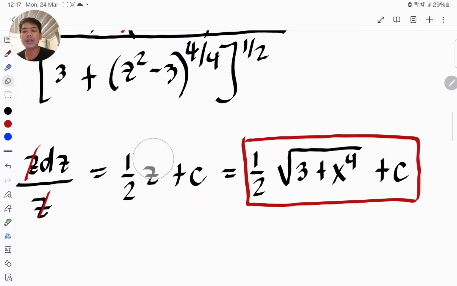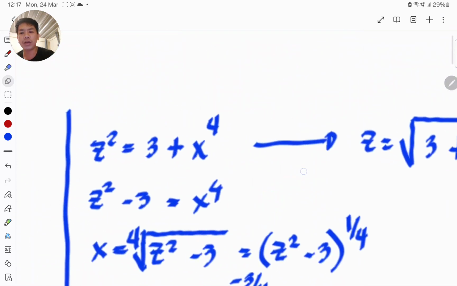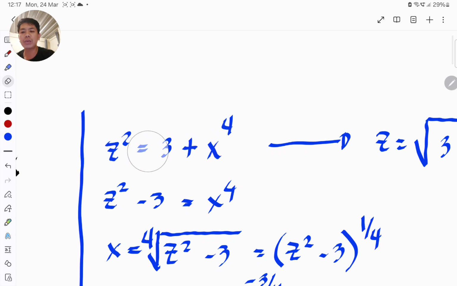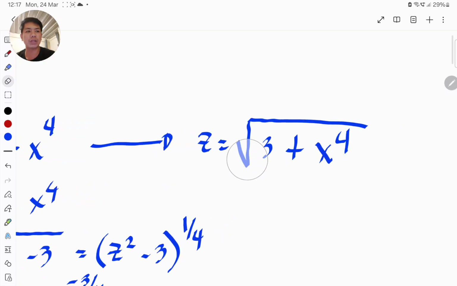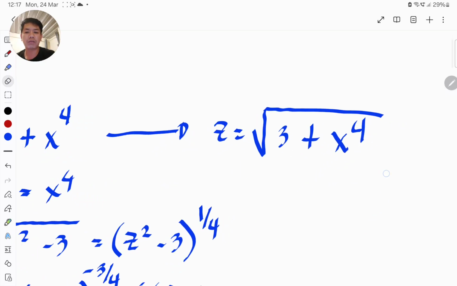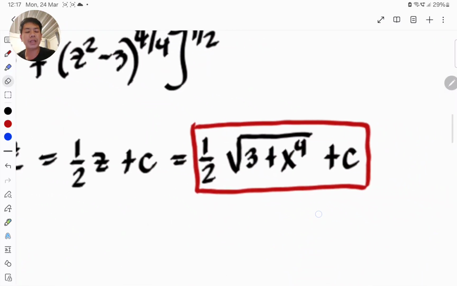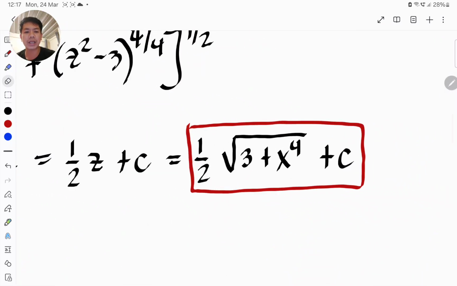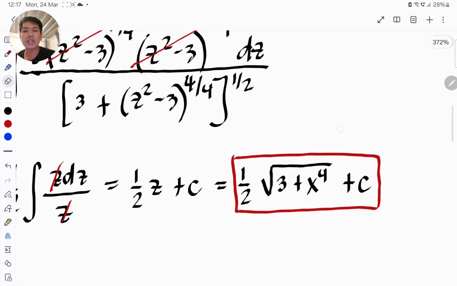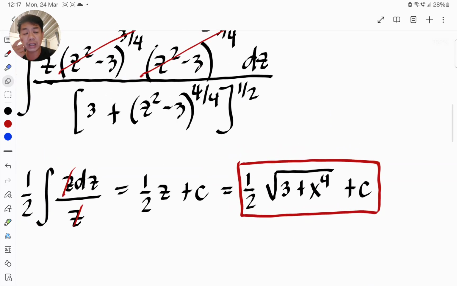Okay? So, paano natin kunin yung value ng z, class? So, we need to change back yung ating original variable, which is in terms of x. So, kunin natin yung value ng z from this equation. Okay? So, from this equation, you can just square root both sides. So, ang z natin therefore is just equal to the square root of 3 plus x to the 4th. So, our final answer will be now 1/2 square root of 3 plus x to the 4th plus c. Okay? So, yan na yung final answer natin. Okay? So, this is the method of algebraic substitution, case number 3.